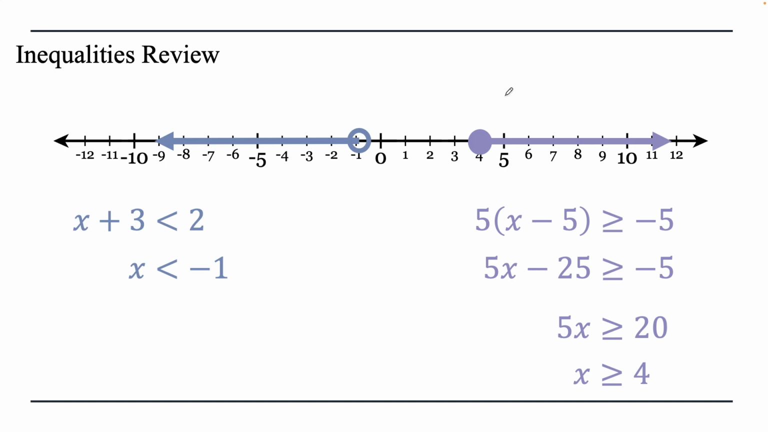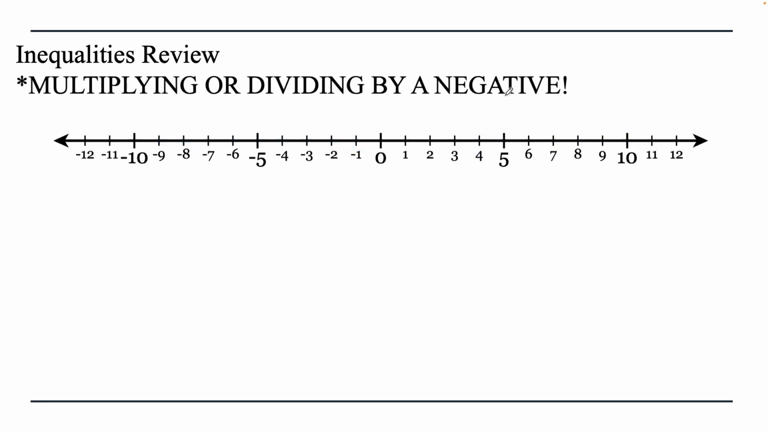Now, I said to treat it like a normal equation just for now. But there is one trick that I need you to be aware of, and that's multiplying or dividing by a negative. There's something special we have to pay attention to here. So if I have 3 minus 2x is greater than 7, we can start off normal. I'm going to subtract 3 from both sides, and then I get negative 2x is greater than 4.